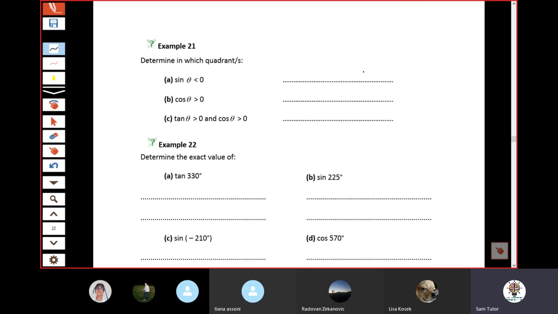Okay, let's draw it. Let's do most of these because they're important. Determining in which quadrant sine theta is less than 0. Let's start with you, Rad. What's the answer for the first one?